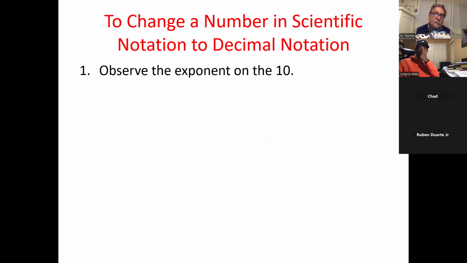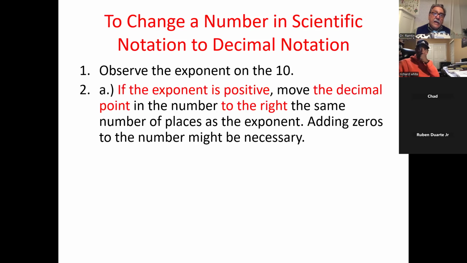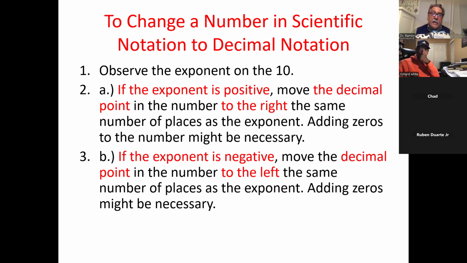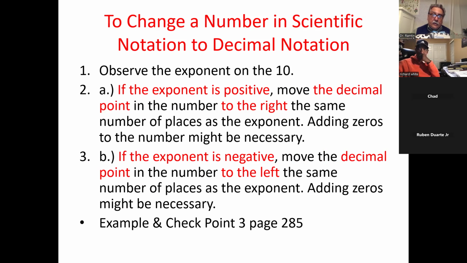Okay, changing from scientific notation to decimal notation. Again, I read this, but let me do an example, it would be much easier. Observe the exponent on the 10. If the exponent is positive, move the decimal point in the number to the right by the number of places given by the exponent, and you might have to add 0s. If the exponent is negative, move the decimal point to the left, and again, you might need to place 0s, and then you put the decimal point.